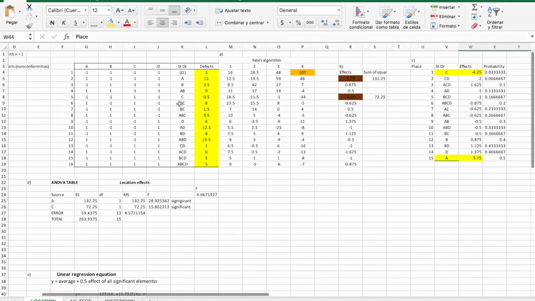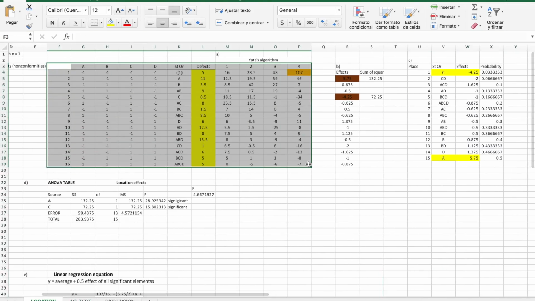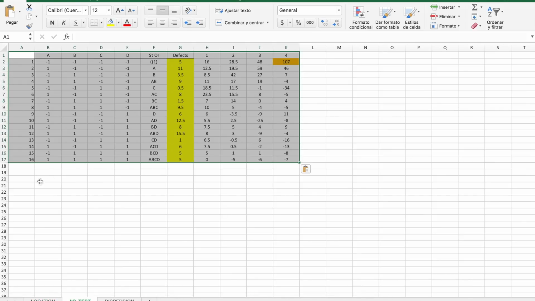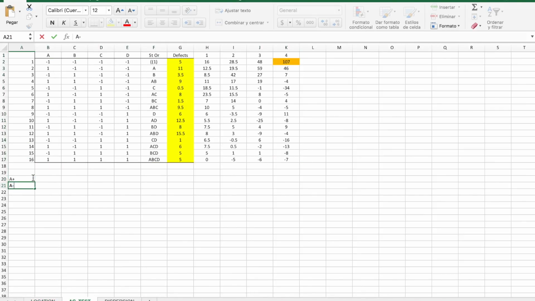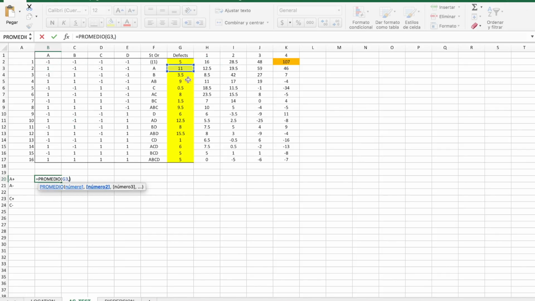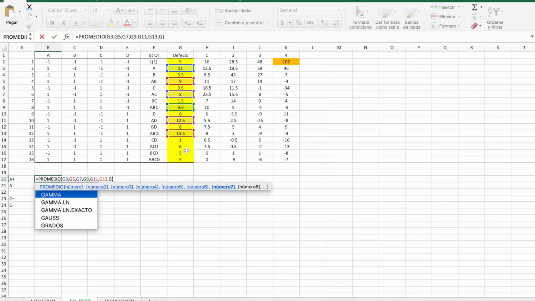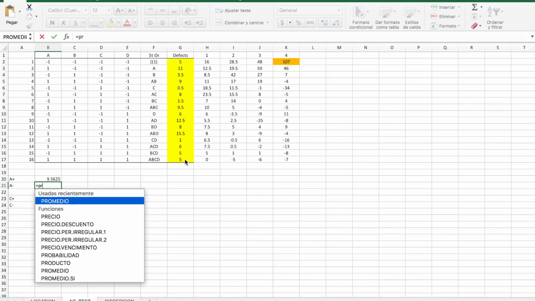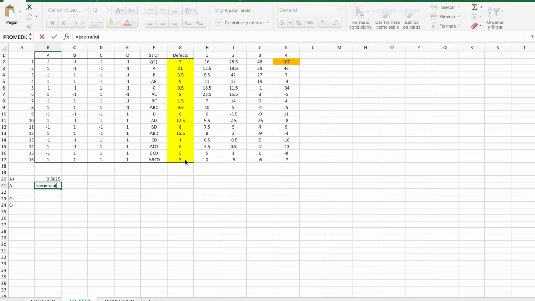Once we know A and C are significant, we're going to do the next test. We grab the original data and we paste it in a new page, and we put A plus, A minus, C plus, C minus. And we're going to do the average of where the values of the defects, where A is positive. For example, 11, 9, 8. In these rows, the sign of A is positive. We do it until the end. Has to be done with the defects, which is the original data we got from the problem.